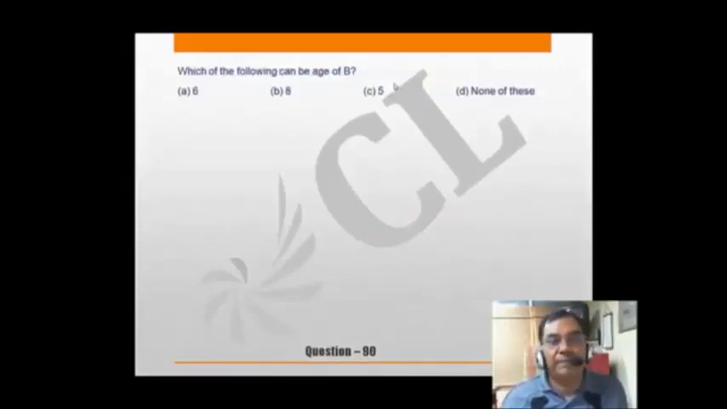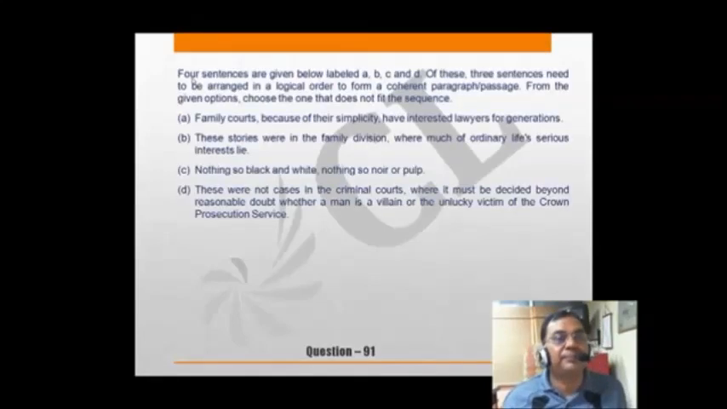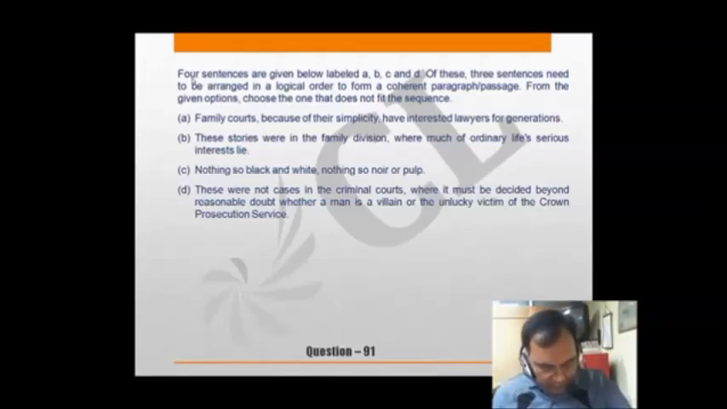Can be the age of B. It can be 6. Obviously it can. There has to be a gap of 1 year. So we'll go for 6 as the answer. Still got 9-10 questions I have to see, and I've also got 10 minutes only.